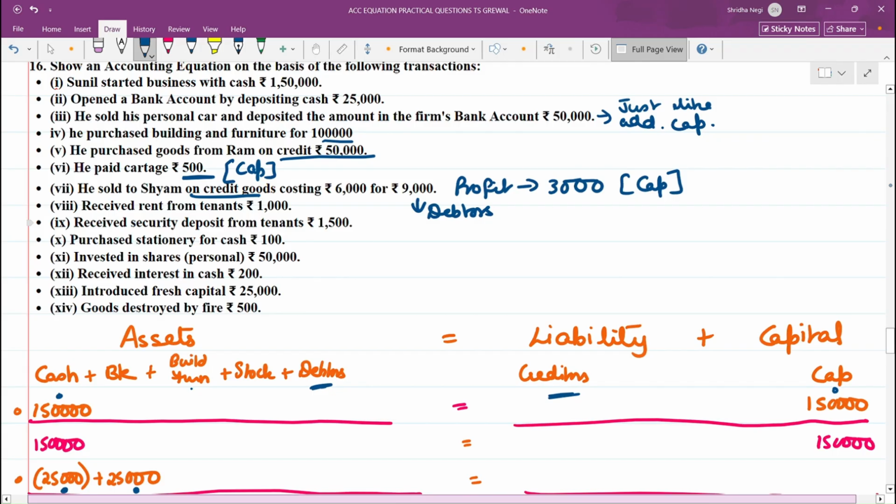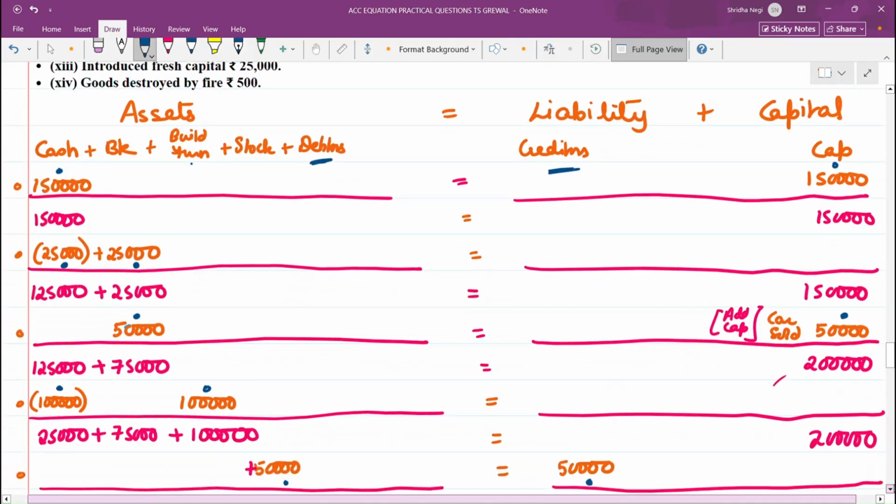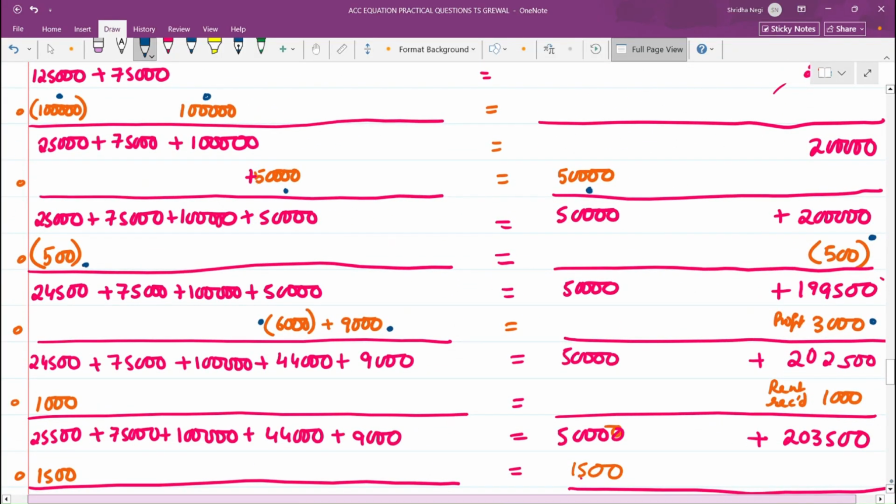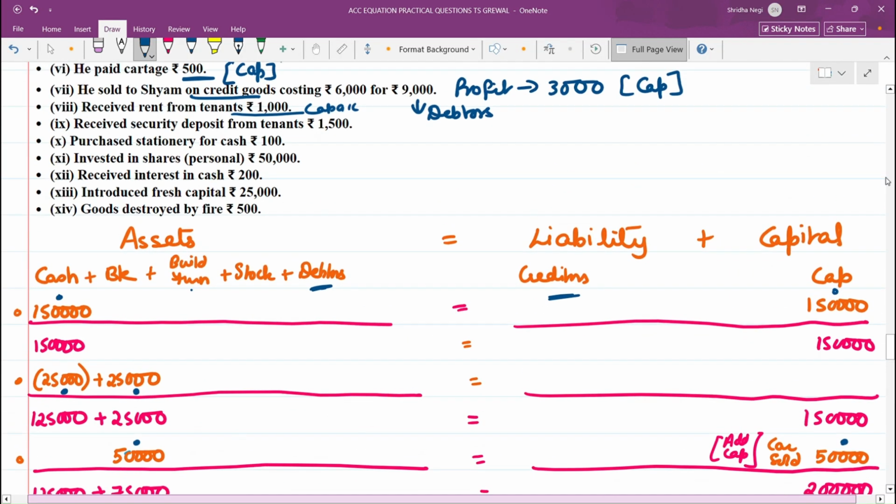Now, received rent from tenants, rupees 1,000. So this is like an income. It's an income, received rent. So this will affect the capital account. So in this, your cash will increase by 1,000 and your capital will also increase, because it is like an income, rent received.